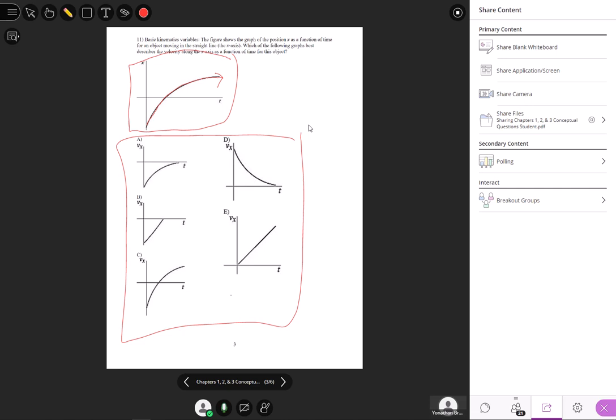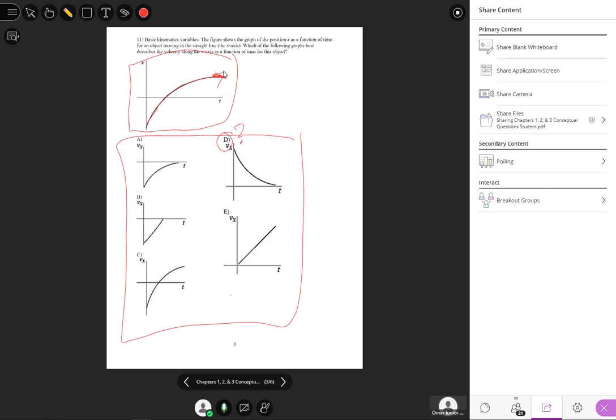Did someone say D? This one? I think someone said D, did they not? Because what's happening here? You are getting less and less negative, aren't you? Yes. And then you become positive. But what's happening right here? It's starting to flatten out. So the displacement is doing what?